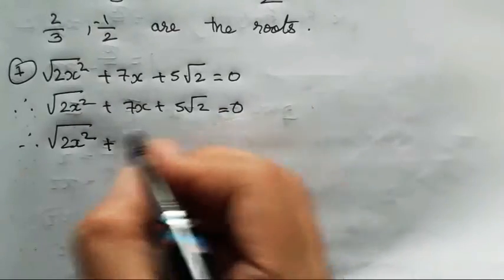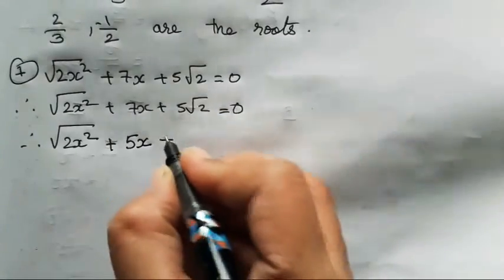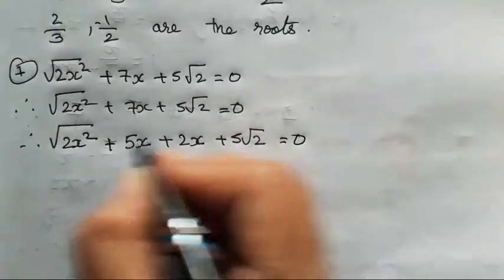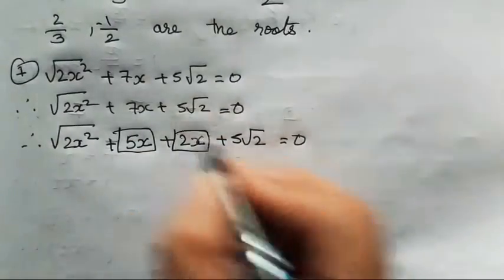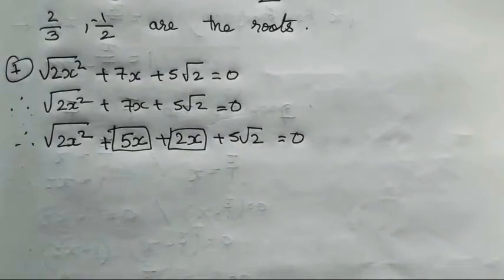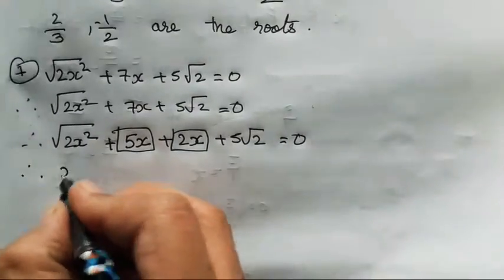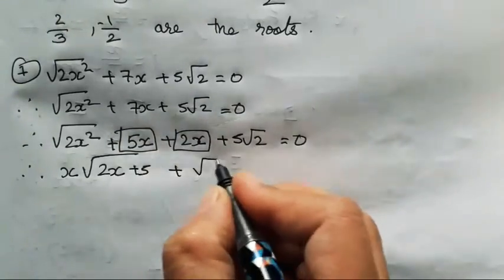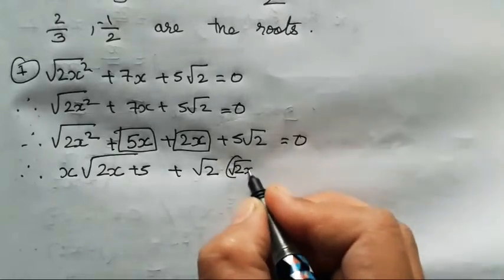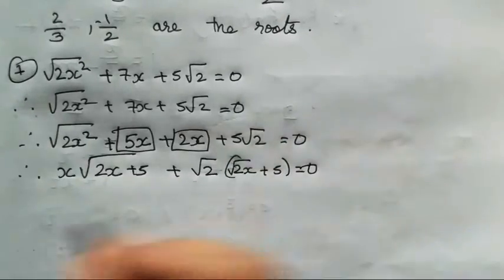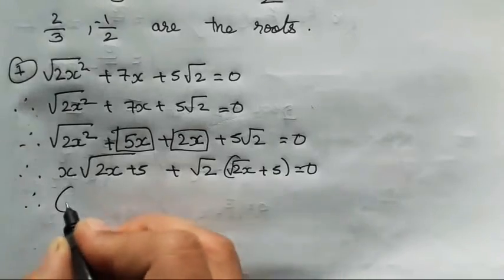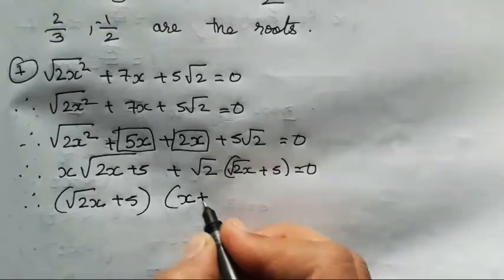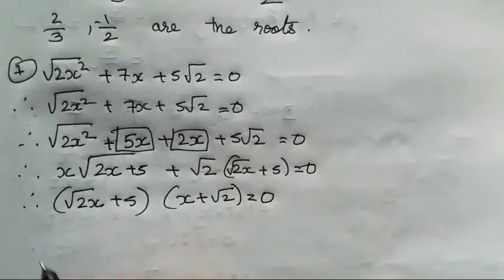In this method we have to split the middle term: 7x as 5x plus 2x, so root 2x square plus 5x plus 2x plus 5 root 2 is equal to 0. This is the fill in the blank. Okay, so this will change to root 2x into x plus 5 plus root 2 into x plus 5 is equal to 0. Then bracket root 2x plus 5 and x plus root 2 is equal to 0.